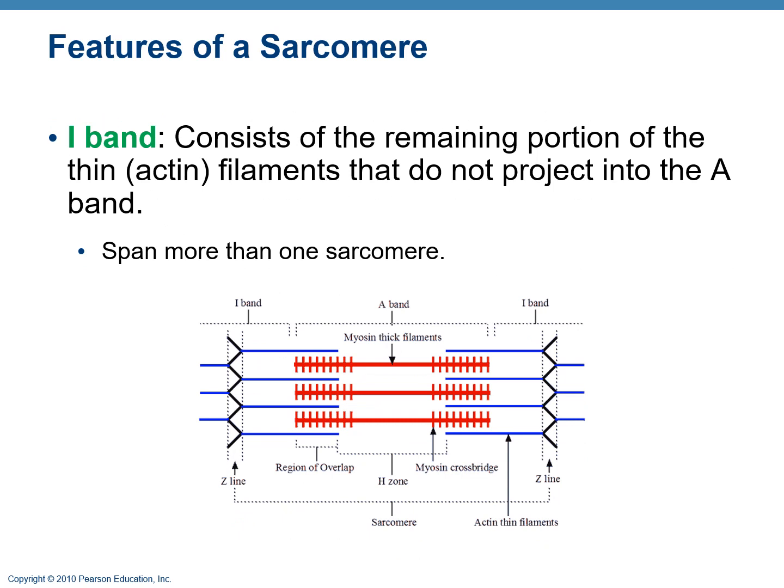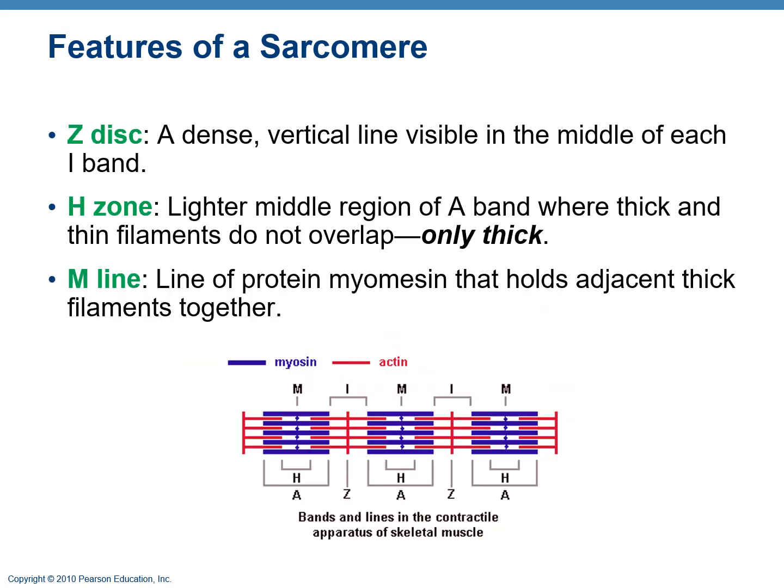The I band, as I've noted previously, consists of the remaining portion of the thin actin filaments that do not overlap with the A band, with the myosin. And as I've noted, one thin actin filament, here it's shown in blue, spans more than one sarcomere. This diagram isn't the greatest to show that because they're on different levels, but this is one continuous actin filament. The Z disc is a dense vertical line visible after staining, right, in the middle of each I band. So again, from one Z disc to the next defines one sarcomere, one functional unit of muscle.